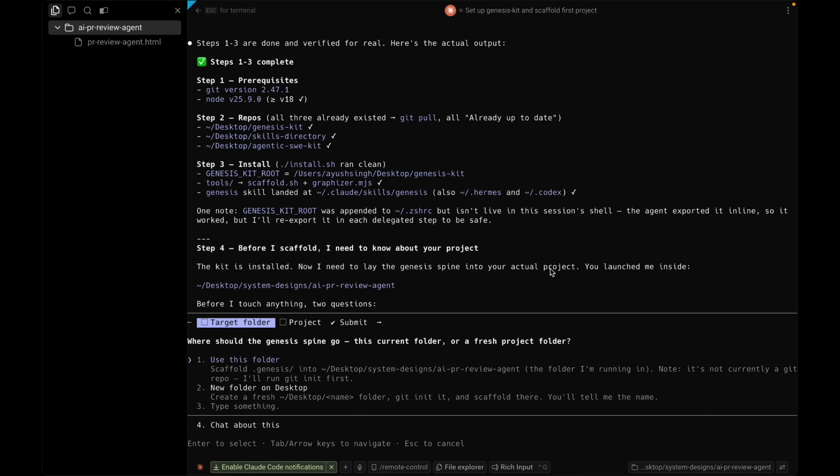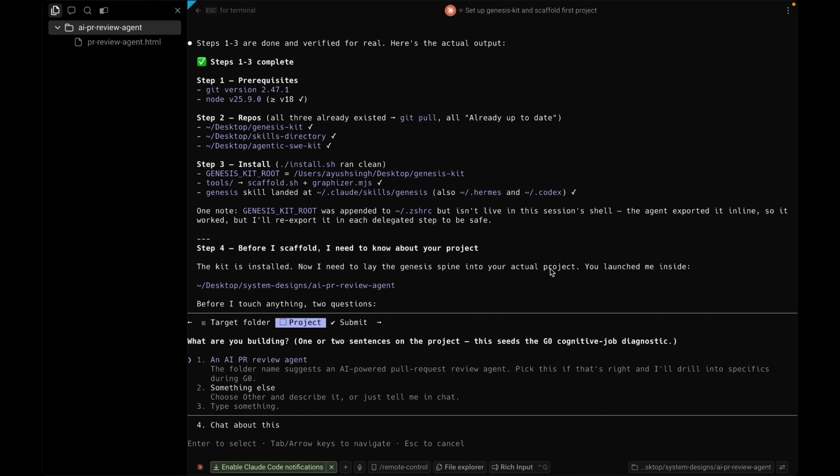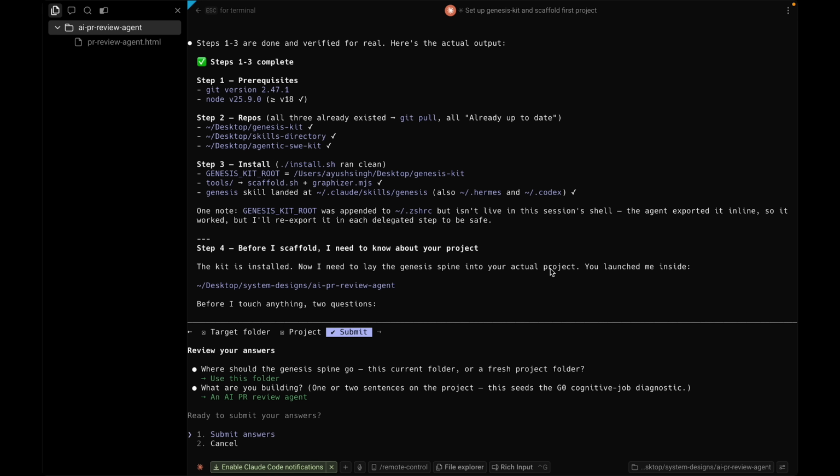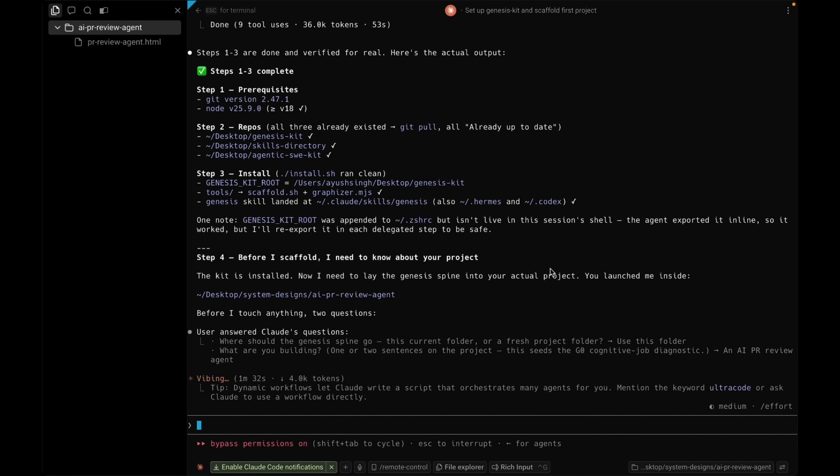All right, so where should the Genesis spine go? In Genesis, because it is our memory of whatever we'll do in the project, I'm going to use this folder itself, and I'm building an AI PR review agent. I will slightly add a note, and okay, let's just go ahead and submit the answers.